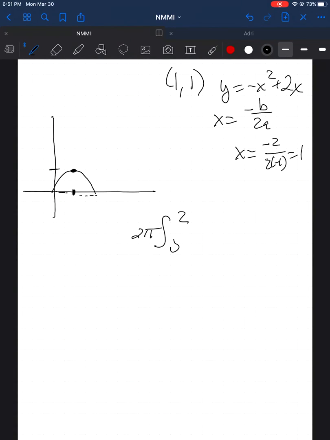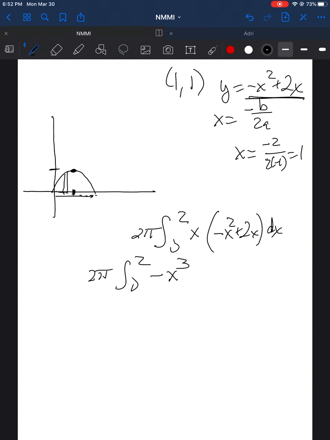I'm going to go ahead and pull the 2 pi out because it's going to be a constant anyway. The x is what changes. The radius is this. And then the height will be the y value at any point in there. So the y value is this equation right here. So that would be minus x squared plus 2x. And then, of course, this is dx. Okay, so if we multiply this out, we have 2 pi integral from 0 to 2 of minus x cubed plus 2x squared, and that's dx.